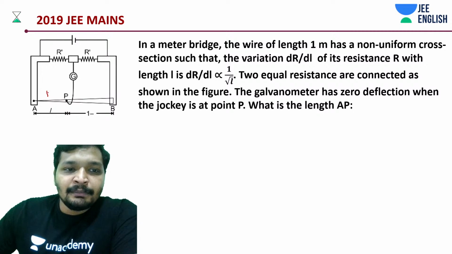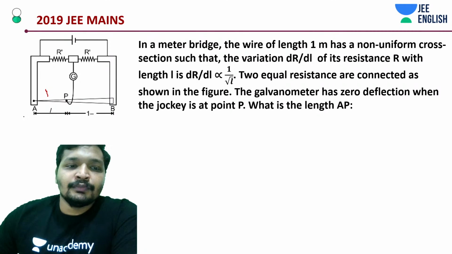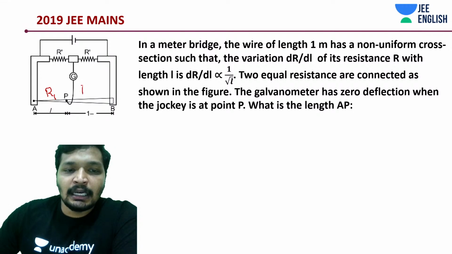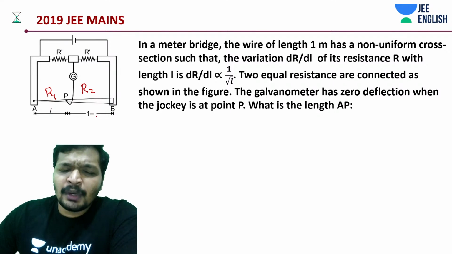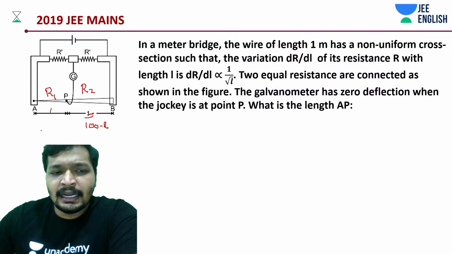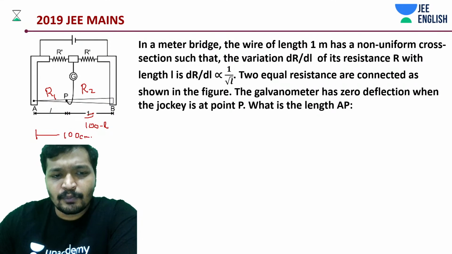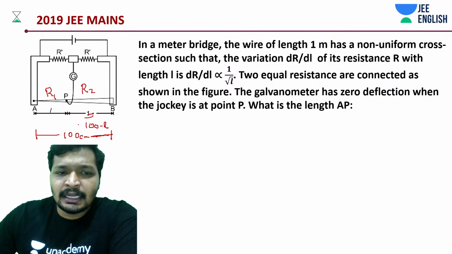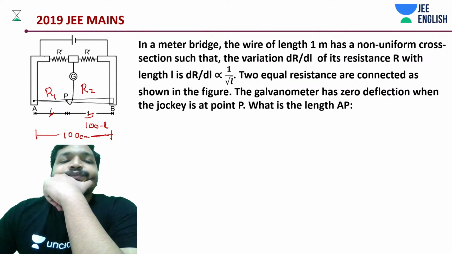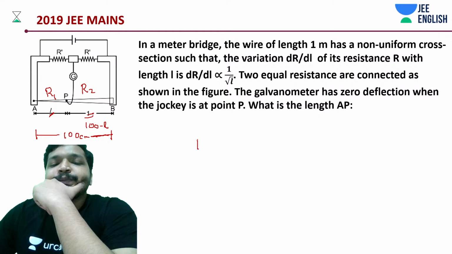Let me give this a name, R1 and this R2. We don't know what R1 and R2 are. Forget whatever is given in the diagram. I'm going to call this 100 minus L. This is a meter bridge, so the entire thing should be 100 centimeters. Just focus on what we are doing right now. This is 100 minus L, and this is L. Now, what is the R1 by R2 ratio?